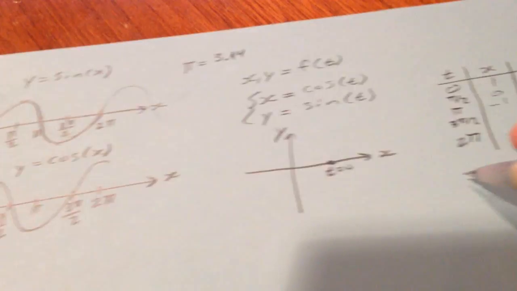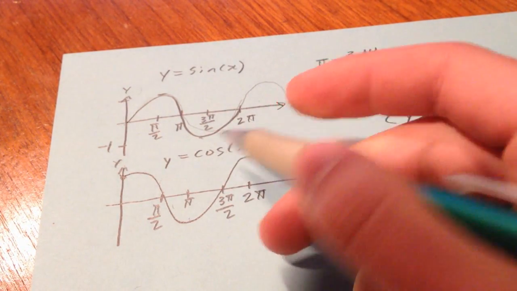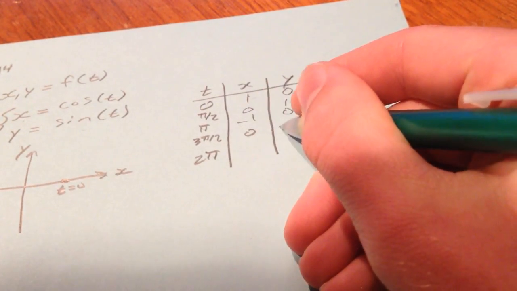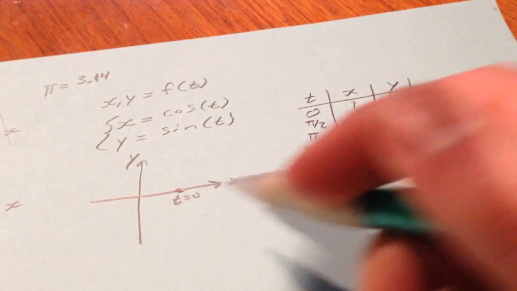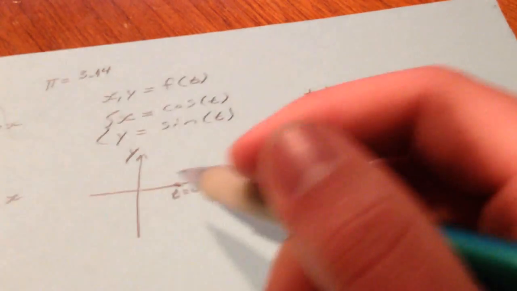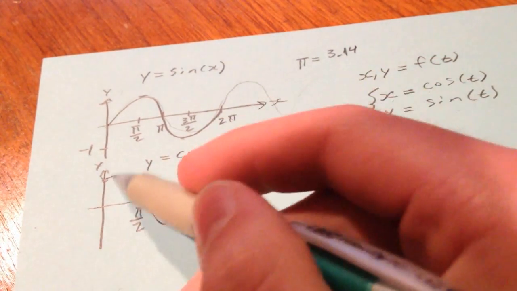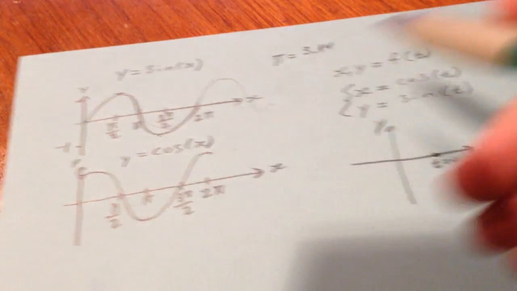And then 3 pi over 2. You can see we have 0 and -1. And then finally 2 pi. Since the period of the function is equal to 2 pi, it's going to end where it starts again. So we're going to have the exact same output. For example, here we have 1 and 1, and this is 0 and 0 again.